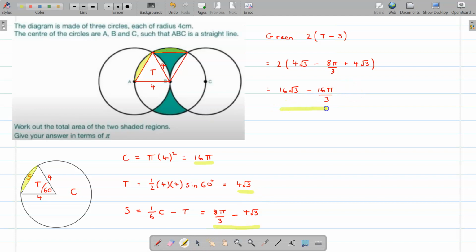There are lots of ways you could work that out once you know those key bits of information there, and you recognise that this is an equilateral triangle.